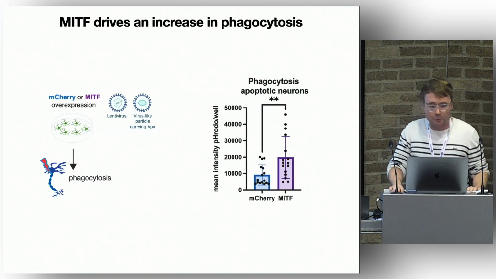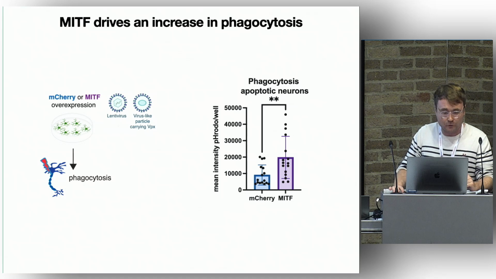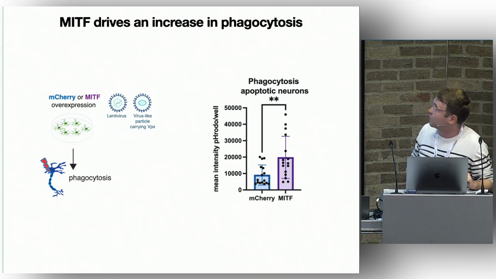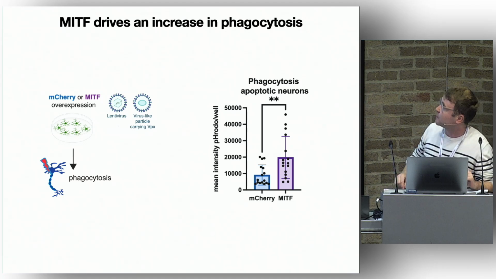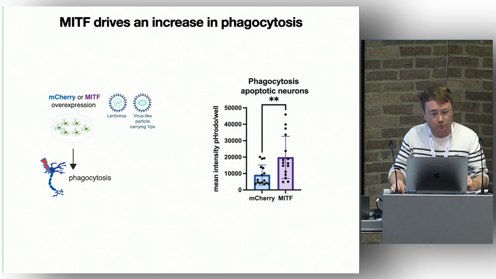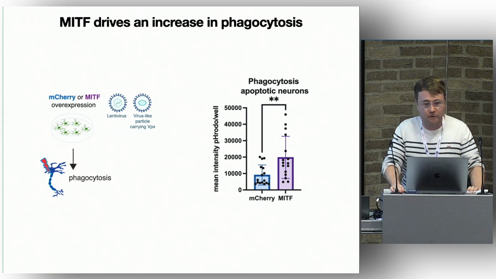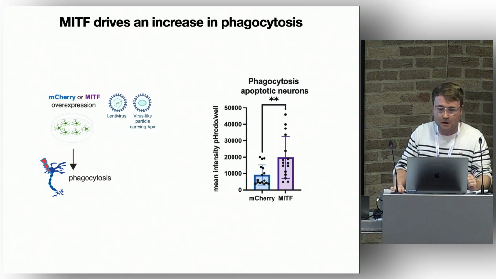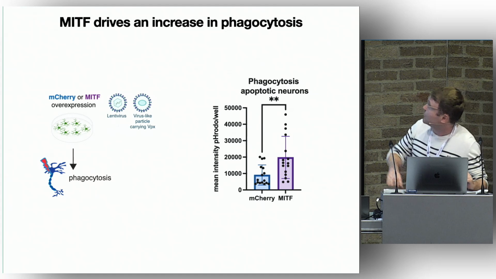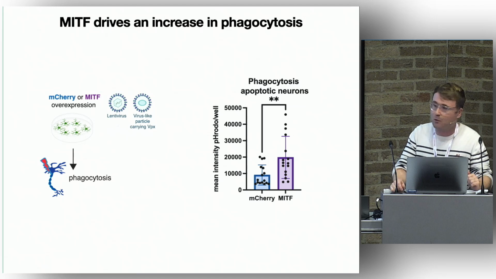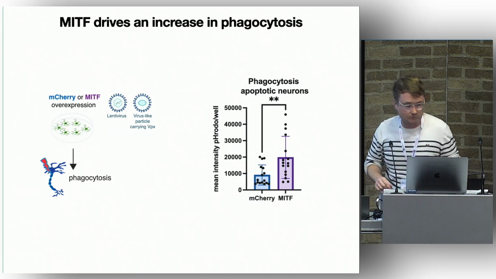Finally, we wanted to know what the functional consequences of MITF overexpression are. To do this, we transduced iMGLs with either mCherry or MITF, and exposed them to apoptotic neurons conjugated to a pH-sensitive dye. We did this because increased phagocytosis is observed in many neurodegenerative diseases, and especially in disease-associated microglia. Strikingly, we found that overexpression of MITF drove microglia into a highly phagocytic state where they engulfed a lot more apoptotic neurons than the mCherry control.